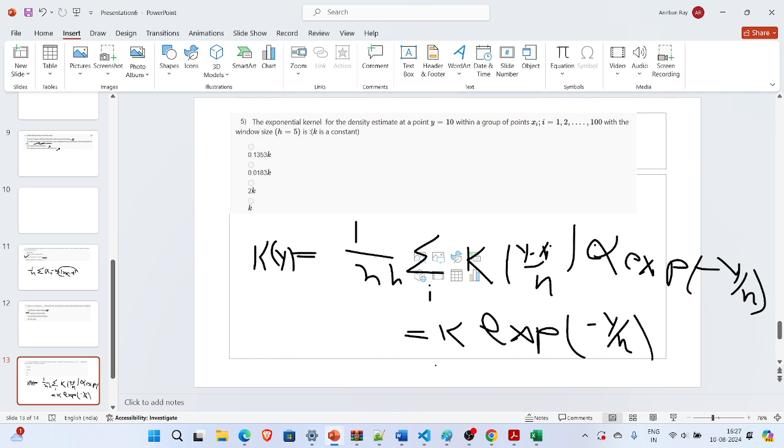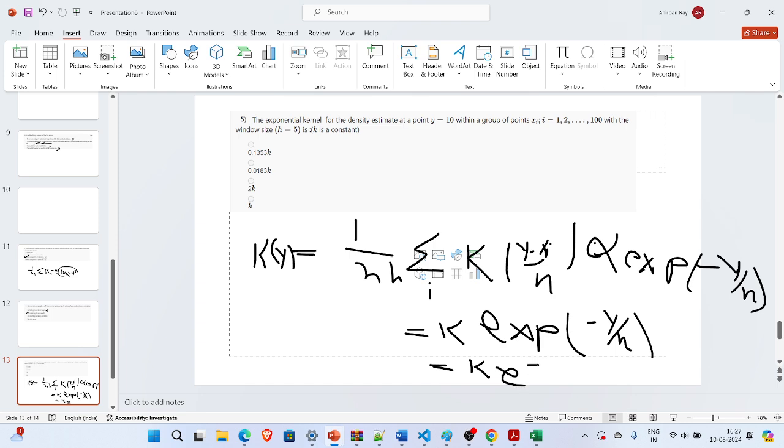Put the values of y and h, and k into e to the power minus 2. So this is the answer actually. This becomes equal to 0.1353. So the kernel function that you are given is written as an exponential like this, and you just put the values. K is the proportionality constant here, so you get the answer like that.